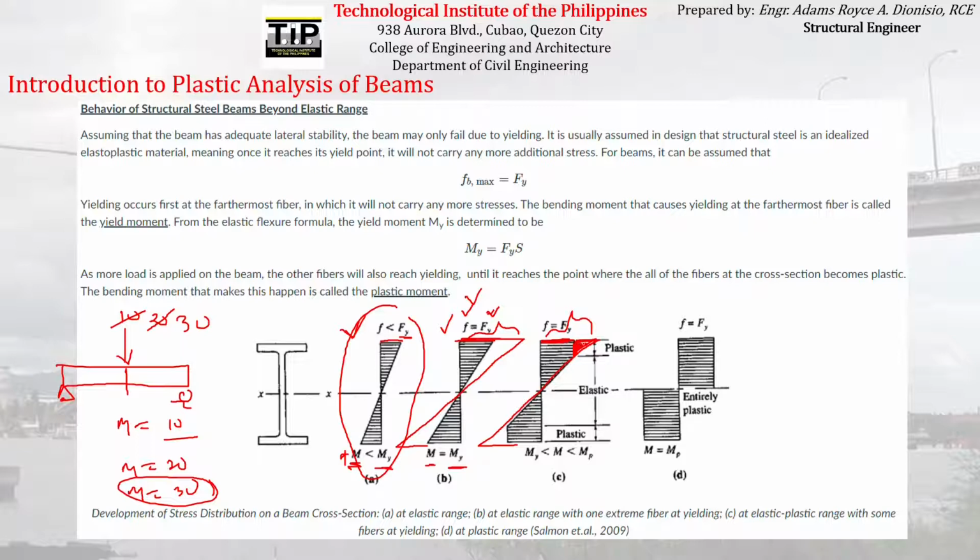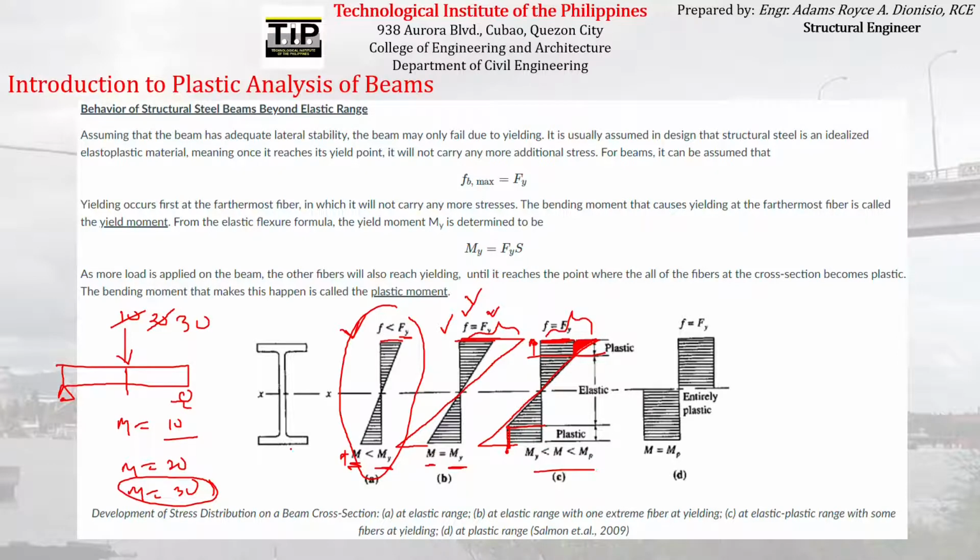yung mga fibers hanggang dito sa portion na 'to. Yung mga fibers above this portion nag-fail na, ibig sabihin ang nararamdaman na nila na stress ay Fy. That's why makikita mo dito constant na yung stress. Kasi from this fiber to that fiber, ang nararamdaman na nila na stress ay Fy na. So, ibig sabihin fail na sila. So, unti-unting nagfe-fail yung mga fibers ng cross section mo habang ini-increase mo yung moment.